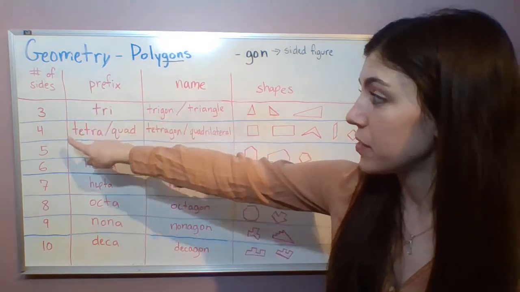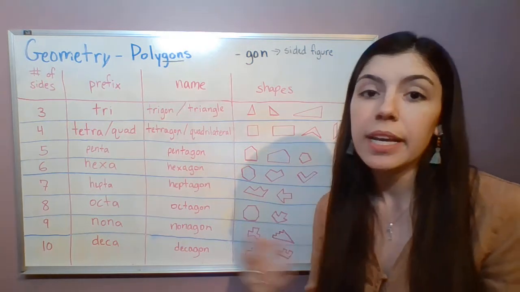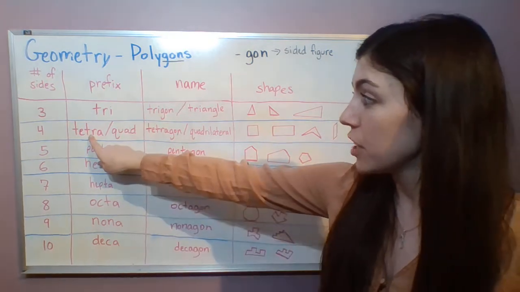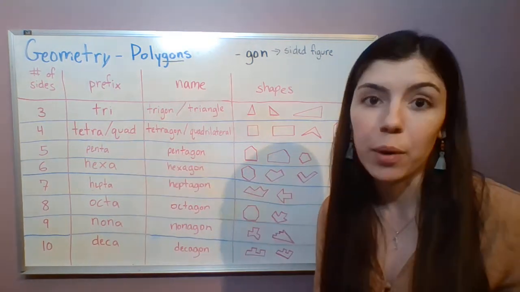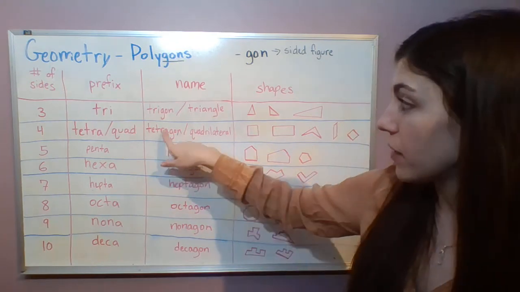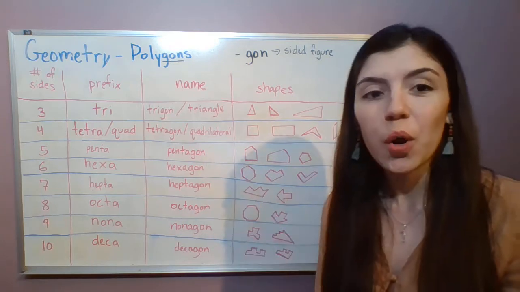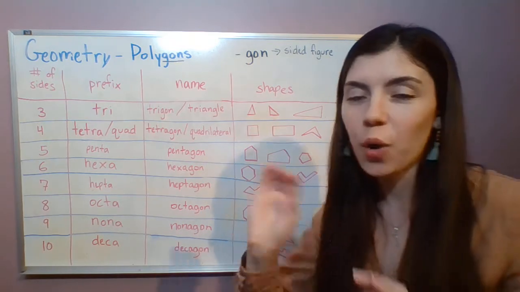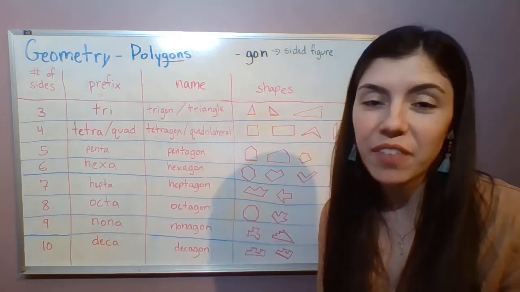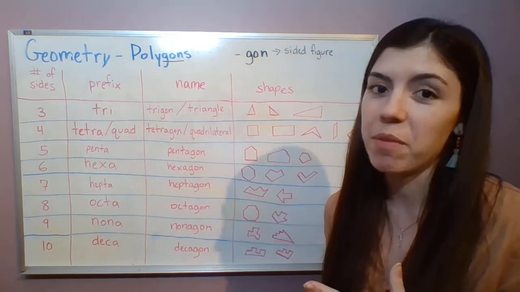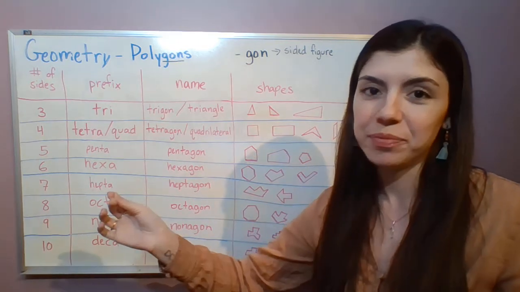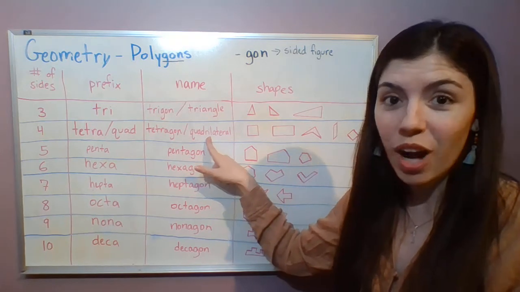So we have the number of sides is 4. So this one is a little bit different too. We have tetra or we have quad. They both mean 4. So we have our tetragon, which uses the more common suffix, and then we have our quadrilateral. Quadrilateral. It's kind of a fun one. It's a little bit of a tongue twister. I'm going to say it one more time. Quadrilateral. Okay, so this one is our more common one.